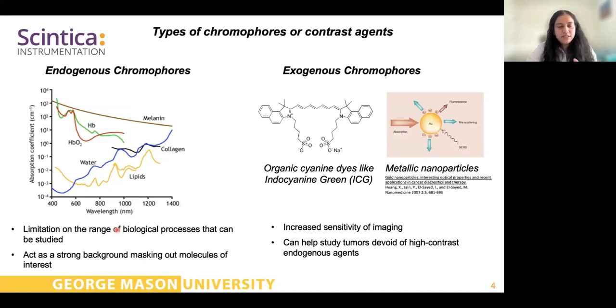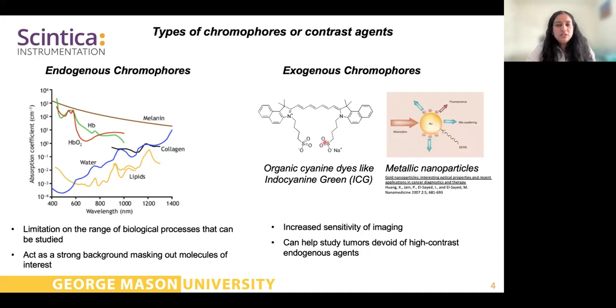But they do have certain limitations. There's a limitation on the biological processes that can be studied because these are the endogenous chromophores that are available. There might be sites wherein they are less in number and do not produce a good enough signal or a good enough image. And sometimes they can act as a strong background, which masks out the molecules of interest that you want to study, whether it is a targeted drug, etc.